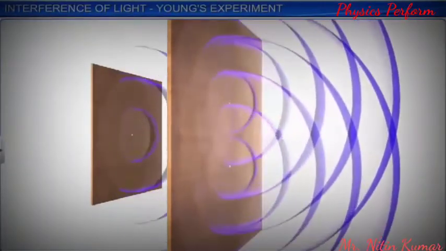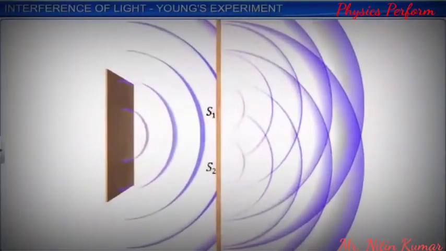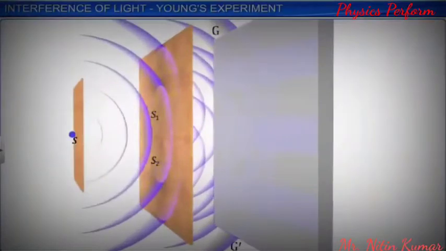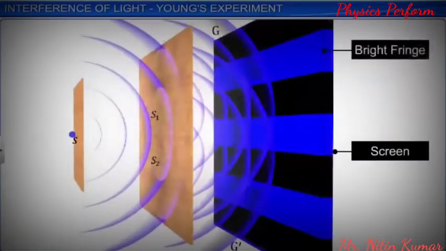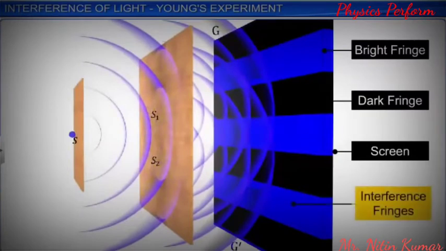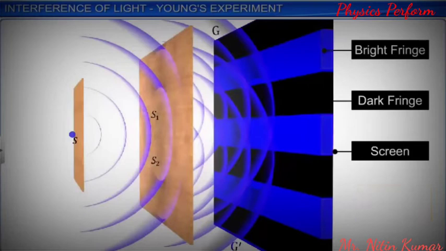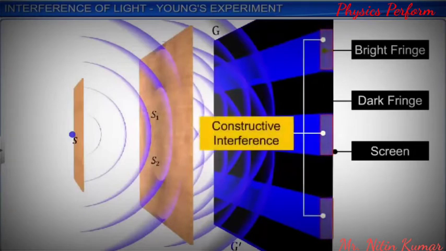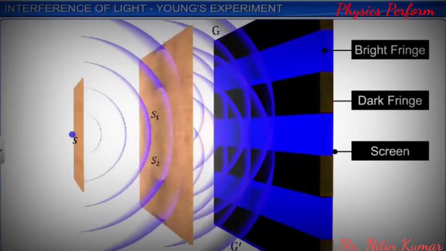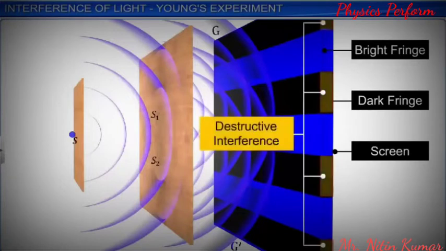These spherical waves from S1 and S2 can be made to interfere on the screen GG' placed in their path. They form a series of bright and dark bands called interference fringes on the screen. The bright bands correspond to constructive interference of light and dark bands correspond to destructive interference of light. Let's now study the interference pattern in detail.